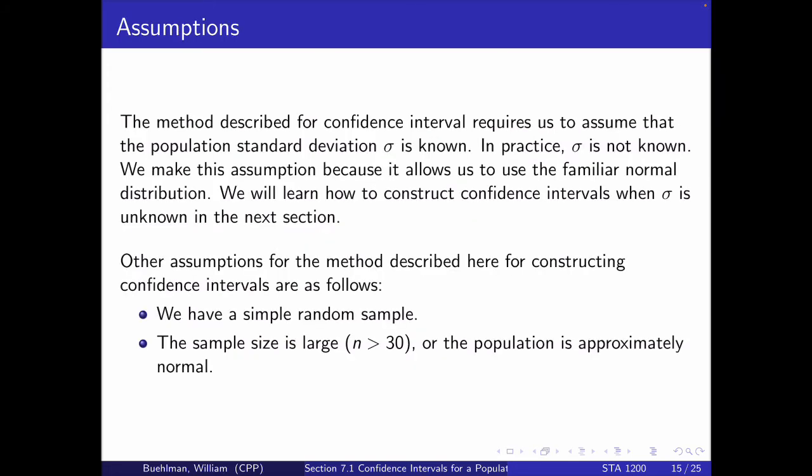In order to do this, we're making some assumptions. The method described for confidence intervals requires us to assume that the population standard deviation, sigma, is known. In practice, sigma is not known. We will make this assumption because it allows us to use this familiar distribution. We will learn how to construct confidence intervals when sigma is unknown in the next section. Other assumptions for the methods described here for constructing confidence intervals are as follows. We need a simple random sample, and the sample size needs to be large, greater than 30, or the population needs to be approximately normal.